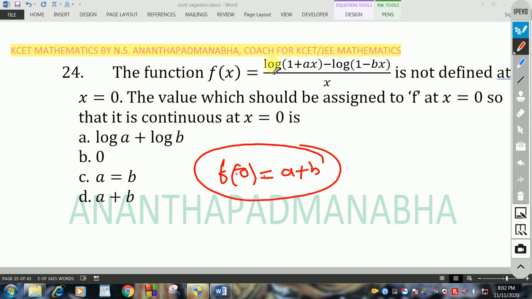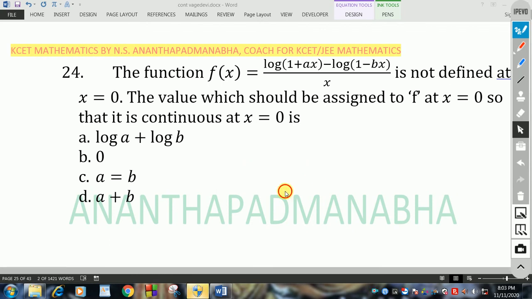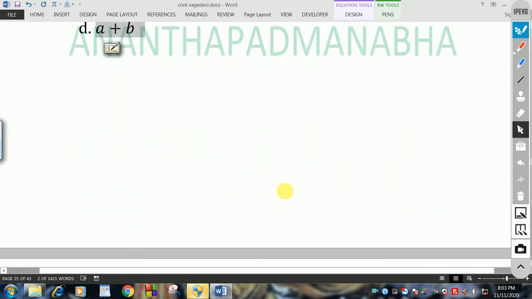So you can apply L'Hopital's rule. I have done this problem, that is 1 by 1 plus ax into a, minus 1 by 1 minus bx into minus b, as x approaches 0. So by giving the value to x, you will get a plus b. This we have seen, so I will not discuss this again. So the same question is asked in a different way here. So answer is a plus b.